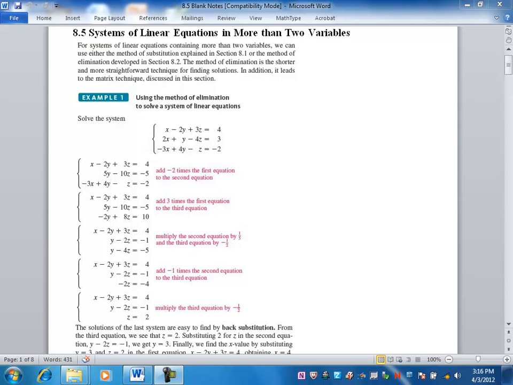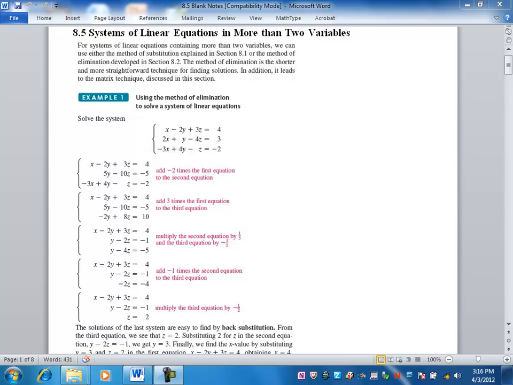We're going to take a look here at 8.5, systems of linear equations in more than two variables. And we've got a lot to talk about in this section. Not that we don't always have a lot to talk about, but there's quite a bit here. So let's go through a few things. I've laid this out a little bit differently because we've got some different stuff to consider here. So without further ado, here we go.